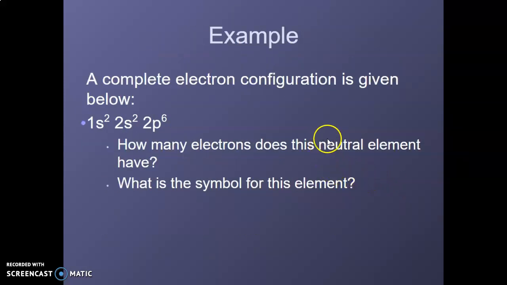Here's another example. Let's see if we can do this. We've written a complete electron configuration below, 1s2, 2s2, 2p6. So the question is, how many electrons does this neutral element have, and what is the symbol for this neutral element? Go ahead and hit pause and figure that out.